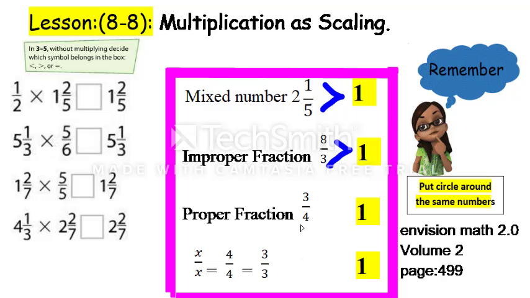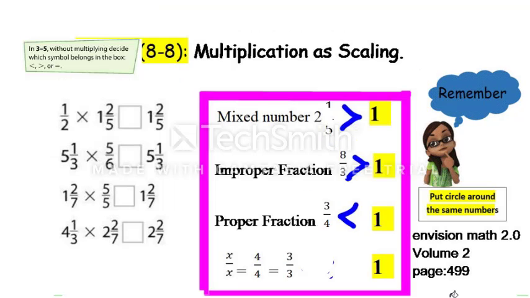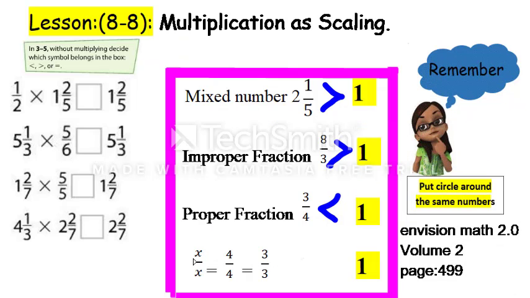3/4 is a proper fraction, and any proper fraction is less than 1. How do you know? In a proper fraction, the numerator is less than the denominator. Look here. x out of x, 4 out of 4, 3 out of 3. x out of x means any number out of the same number. So all of these fractions equal 1.